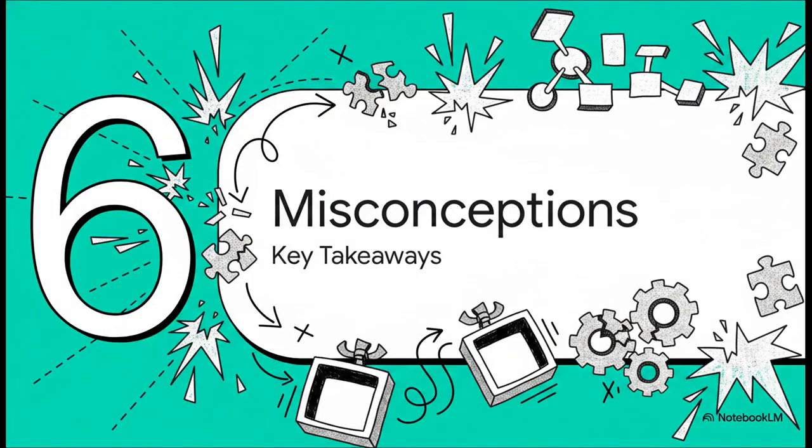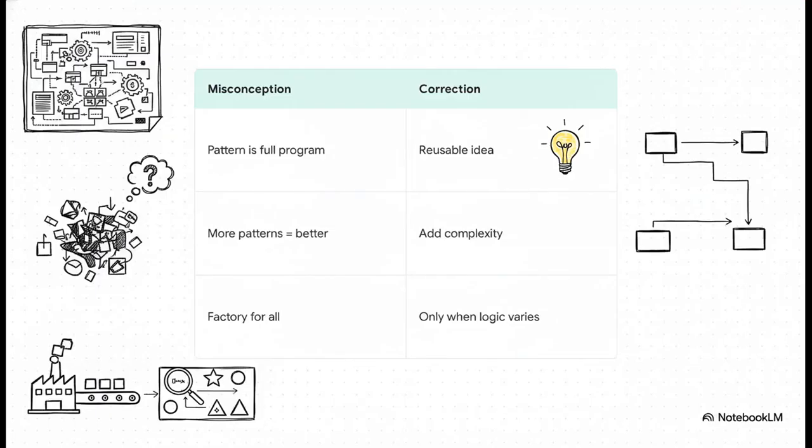And finally, Section 6, Misconceptions and Key Takeaways. Let's clear up a few myths right now. First off, a design pattern is a reusable structural idea. It is absolutely not a full copy-paste program. Also, and this is a big one, throwing more patterns into your project does not automatically equal better code. Actually, if you force them where they aren't needed, they just add bloated complexity. And remember, you don't need a factory for every single object in your system, only when the creation logic actually varies or genuinely needs to be hidden. True programming expertise means knowing exactly when a pattern is actually required.